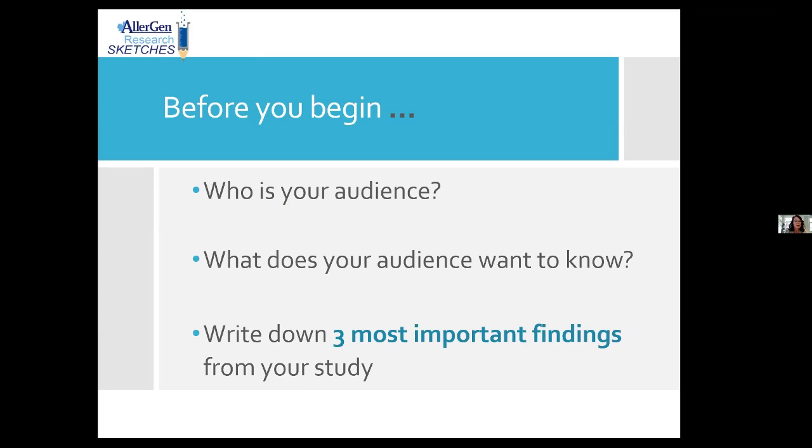You also need to think about what your audience needs to know. So keep the focus on what the reader would understand and find useful in their context. And then in simple, plain language, write down the 3 most important findings from your study and list them in order of importance to your reader. And then you build your summary around those.